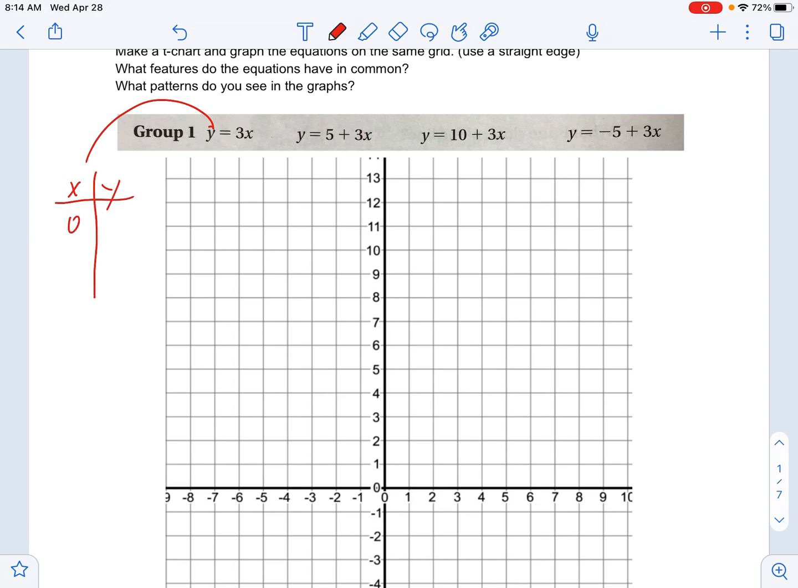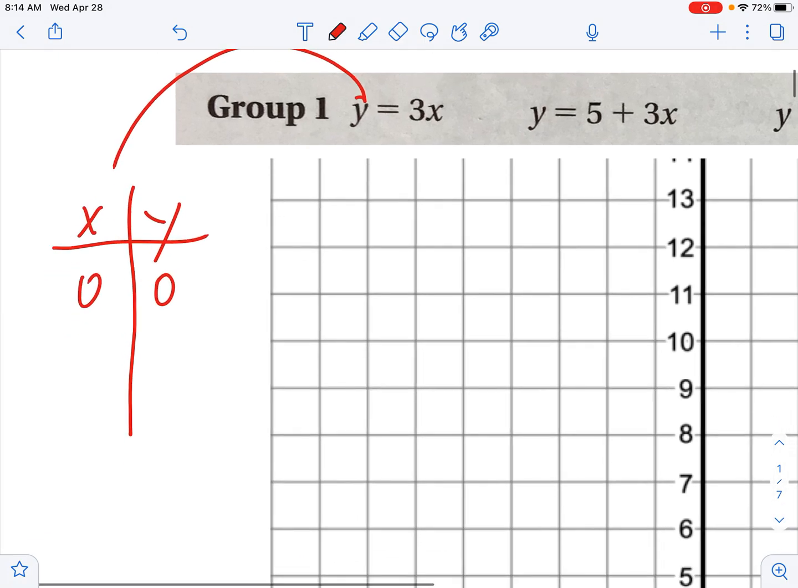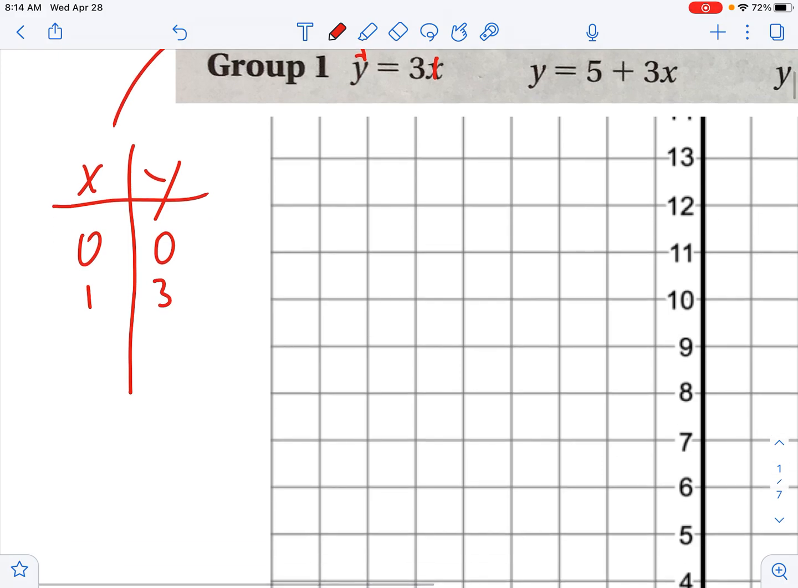A couple numbers I like to do first is 0. So if I plug in 0 for x, 3 times 0 is 0. So when x is 0, y will be 0. That's what's happening. I'm actually just working with the solutions of these equations. So let's keep going. Now I'm going to try 1. So 3 times 1 is 3. So when x is 1, y is 3.